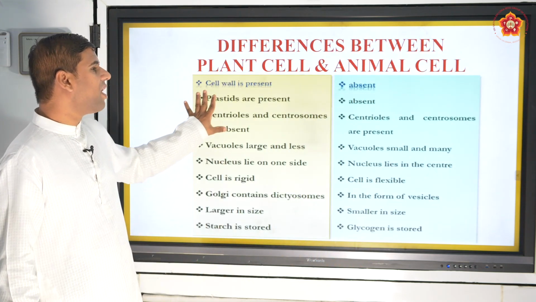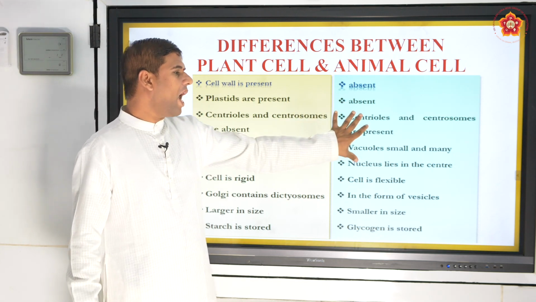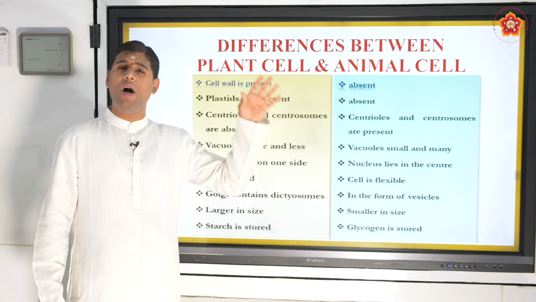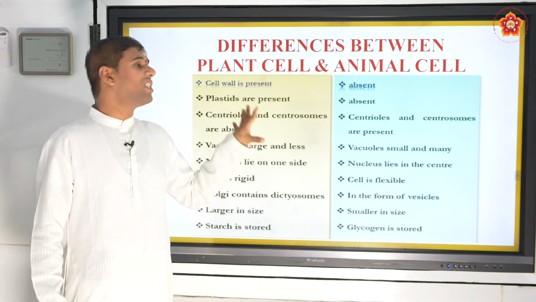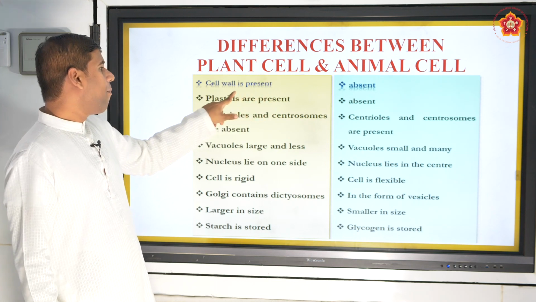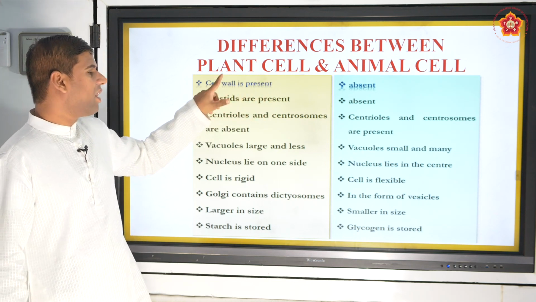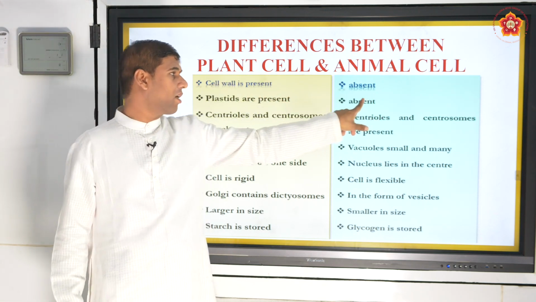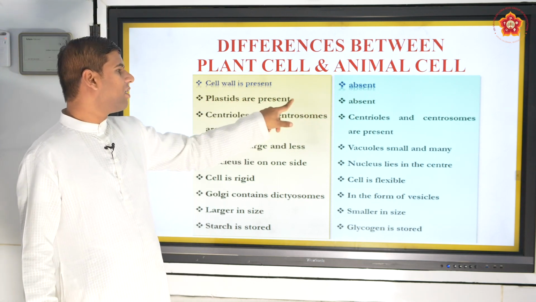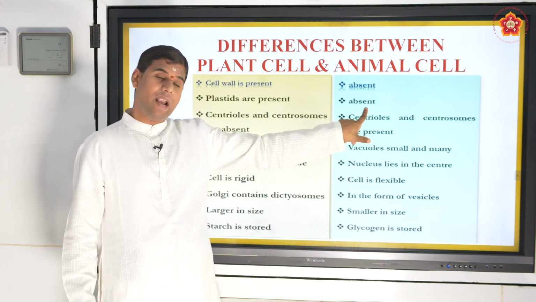What is the difference between the plant cell and the animal cell? You've seen the plant cell, you have seen all the organelles. Now let's see the differences between the plant cell and the animal cell. Here, the cell wall is present in the plant cell. In the animal cell, it is absent. You saw what the cell wall is. And plastids are present in the plant cell.